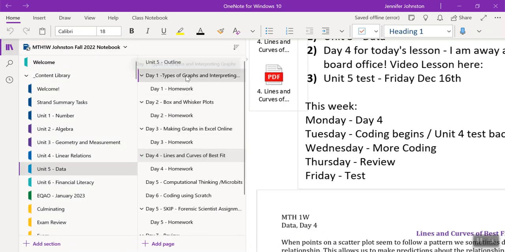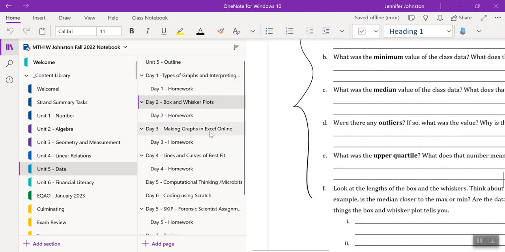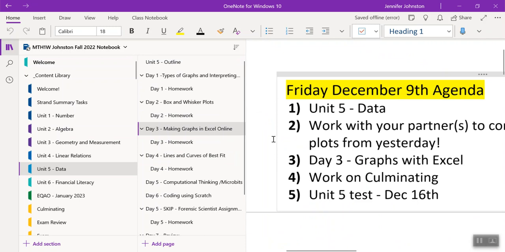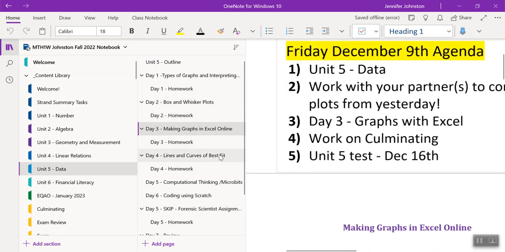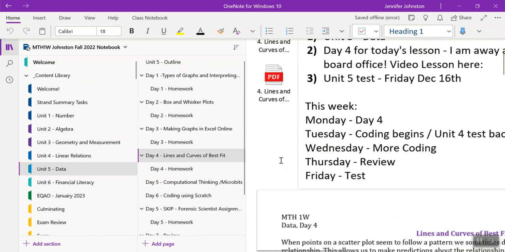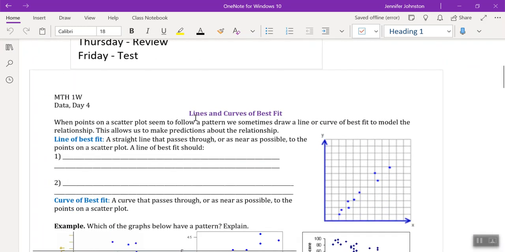We've been talking about types of graphs, interpreting types of graphs. We've been talking about box and whisker plots. And we've also been talking about making different graphs. I think we focused on box and whisker plots for making graphs on Excel. And then today we are looking at curves of best fit. On your test, you'll have different types of graphing, the box and whisker plots, today's lesson, and then some coding stuff. All right, so let's get right into it.